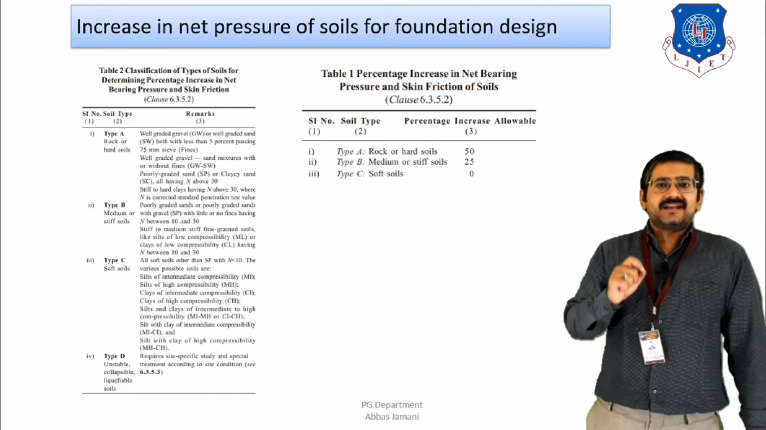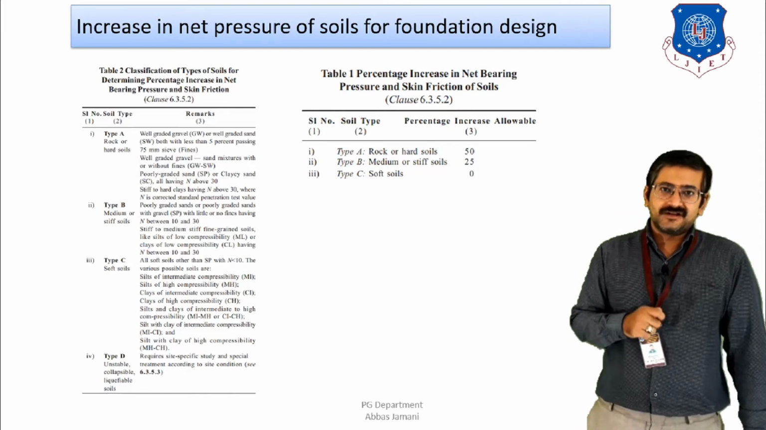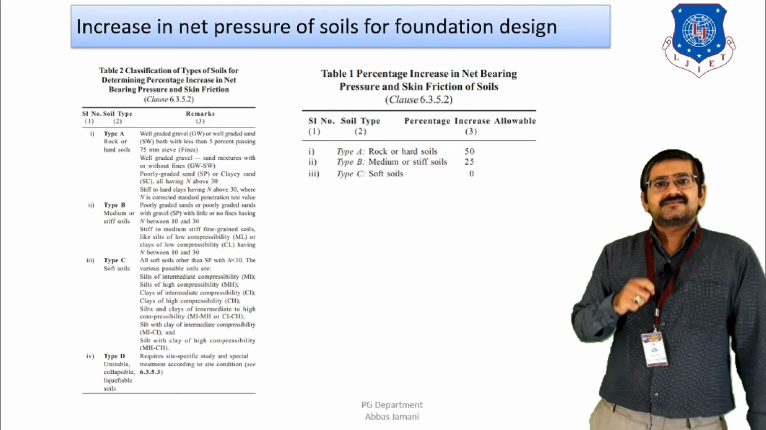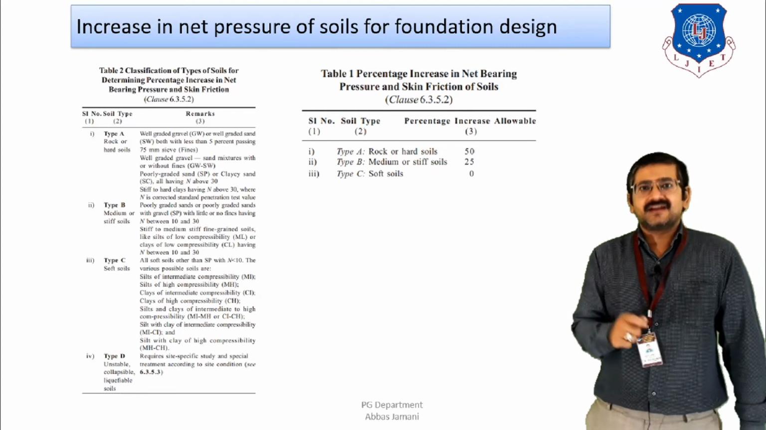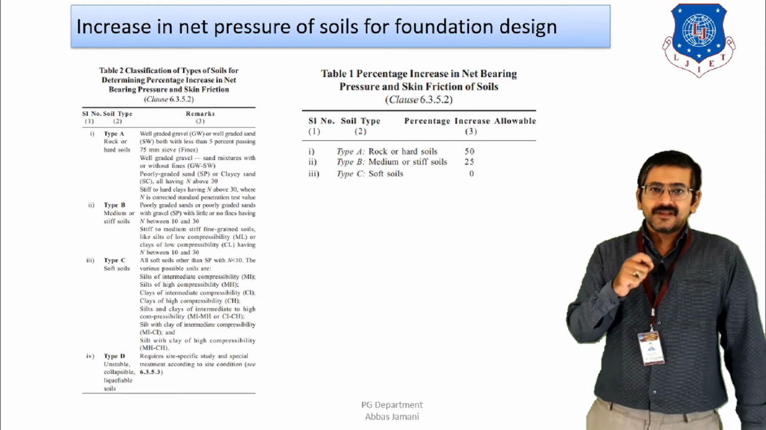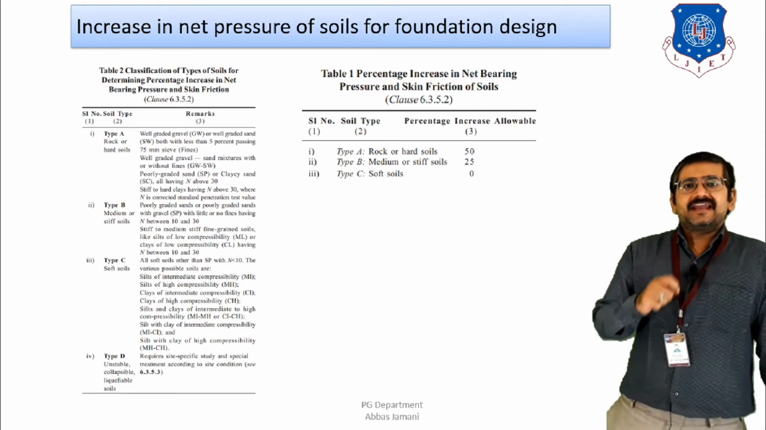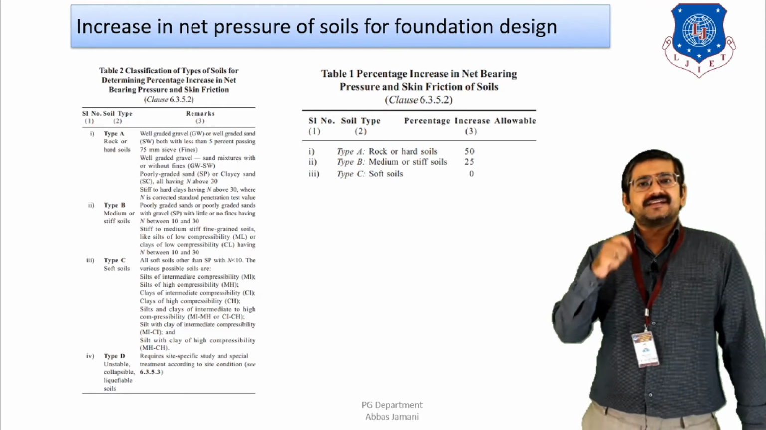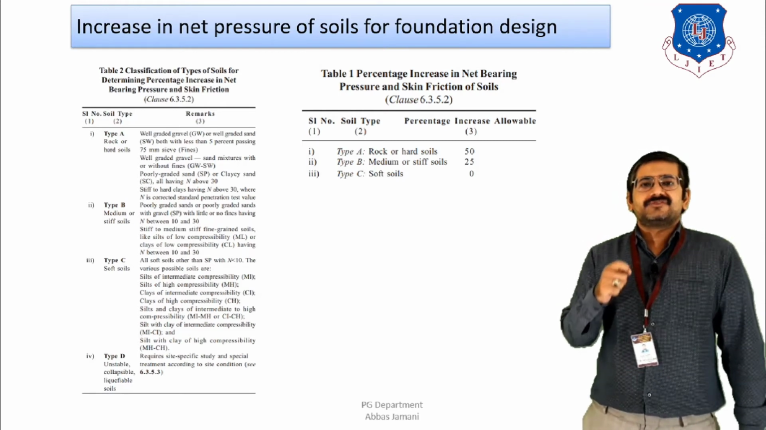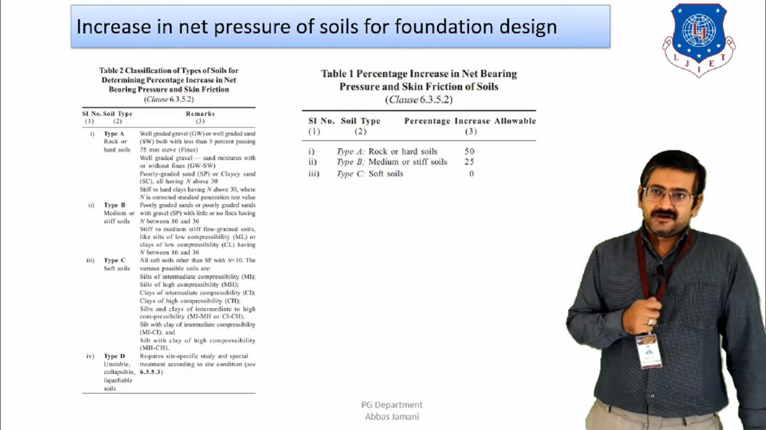For example, I am talking about the hard soil or the rocky soil. In that case, it mentions soils having the classification SW or GW, that is well graded sand or well graded gravel, and having an N value greater than 30. This is an important parameter that we should consider. That is, if the N value is greater than 30, then that type of soil can be considered as hard soil or rocky soil.